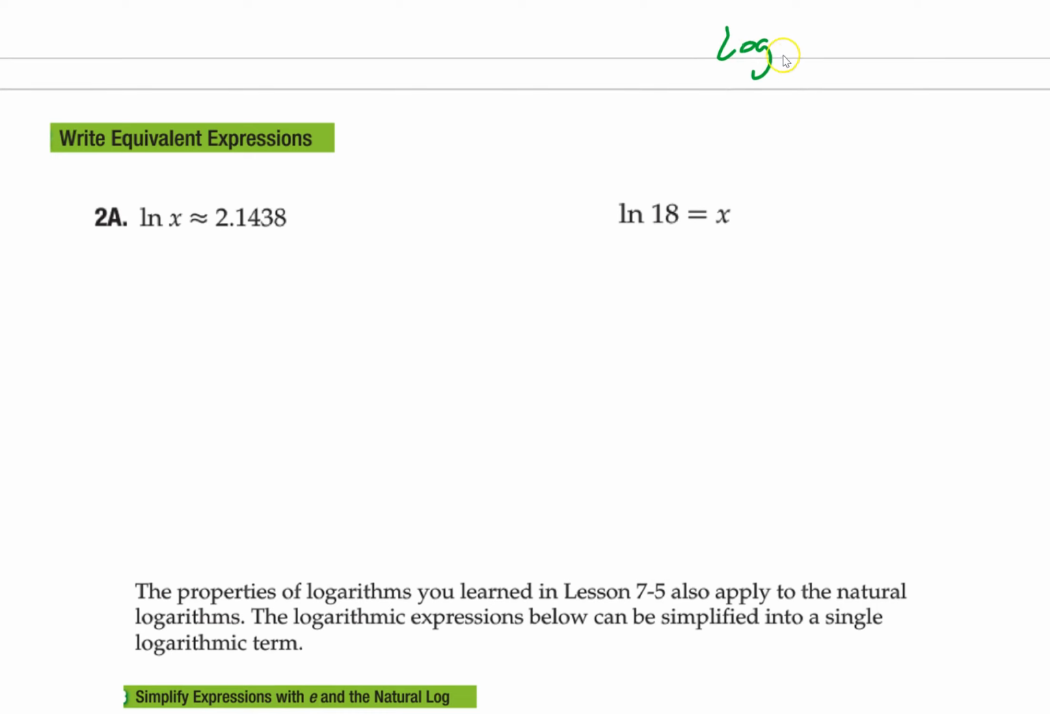Right, if I have log base 3 of x equals 4, the way we solve this, or rewrite it, I should say, is you get the base to both sides. That cancels out. Well, the same thing here. Remember, natural log is the same thing as log base e. So we're going to take e to both sides. These will reduce, and you get x is approximately, that's an approximate sign, e to the 2.1438.